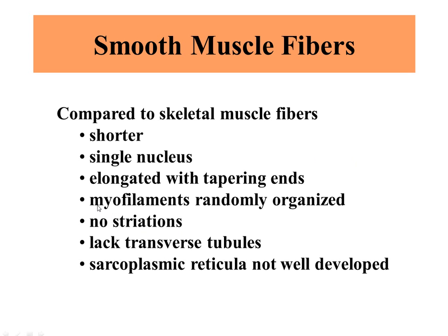And sort of long. The myofilaments are randomly organized, not organized like the actin-myosin filaments in the skeletal muscles. Not the same. Because they're randomly organized, there are no obvious striations. It lacks transverse tubules to deliver those ions, calcium and all. The sarcoplasmic reticulum is not very well developed.